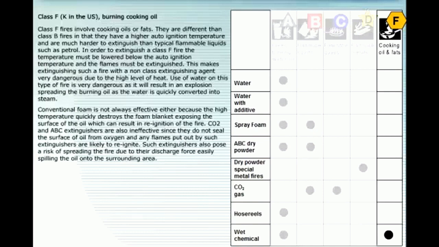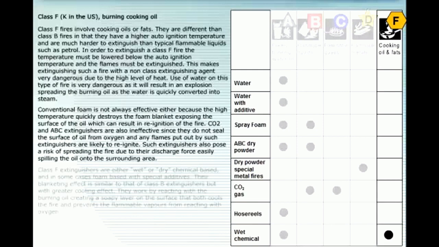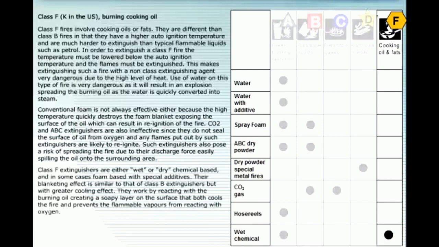Their blanketing effect is similar to that of Class B extinguishers, but with greater cooling effect. They work by reacting with the burning oil, creating a soapy layer on the surface that both cools the fire and prevents the flammable vapors from reacting with oxygen. Class F extinguishers should, however, not be used on Class B fires, since their extinguishing agents only react with animal fats and vegetable oils.